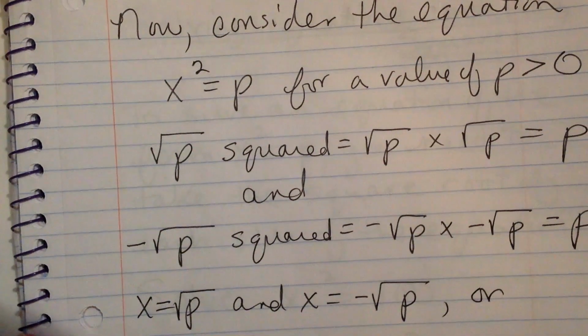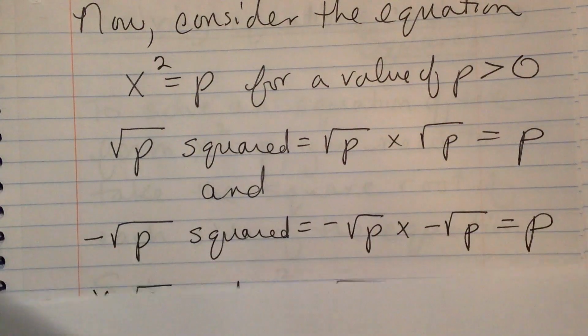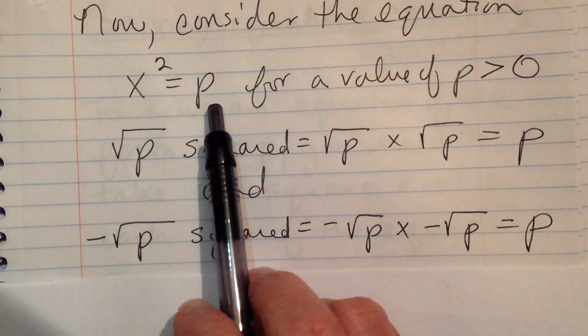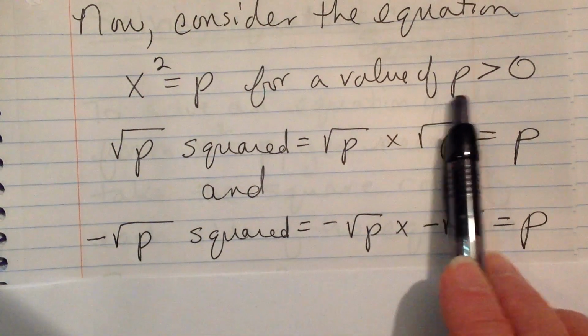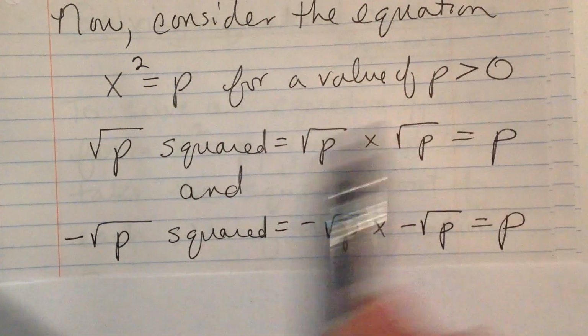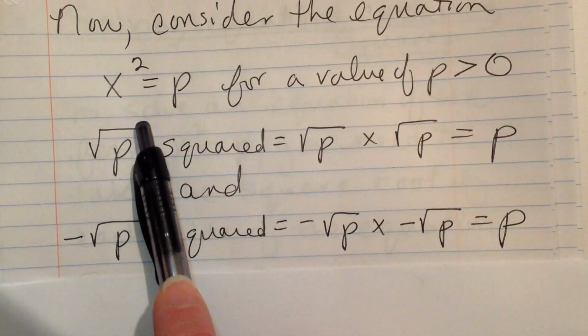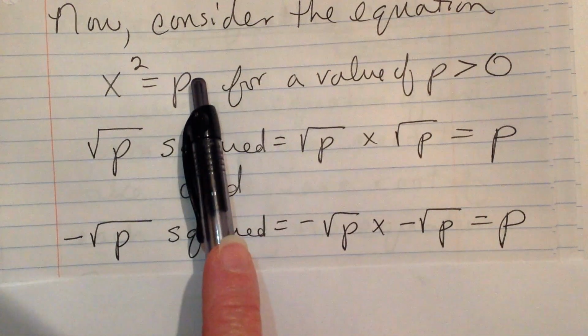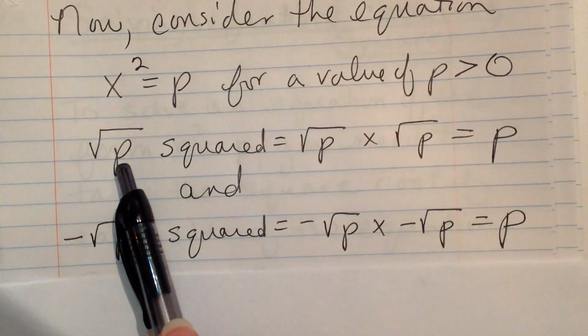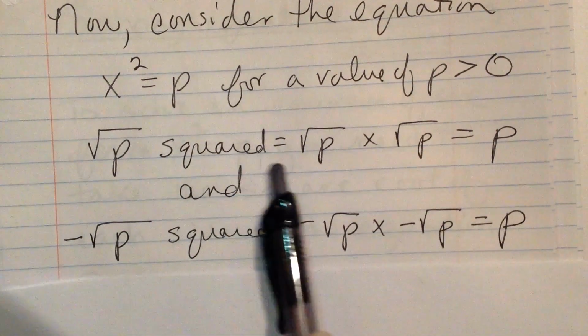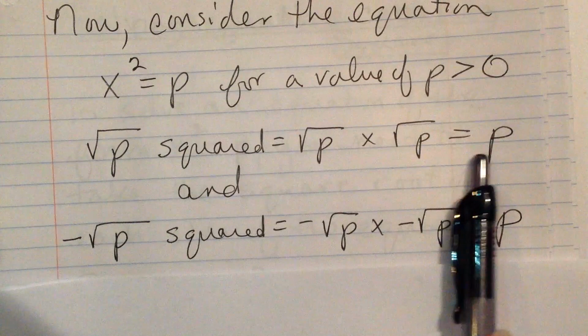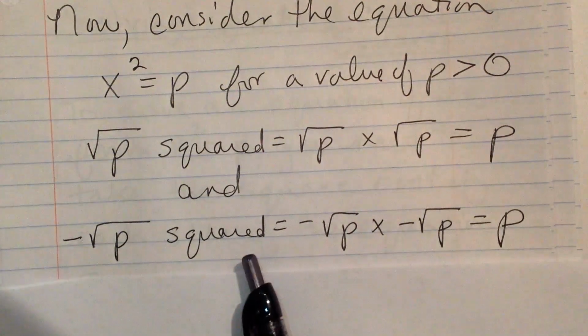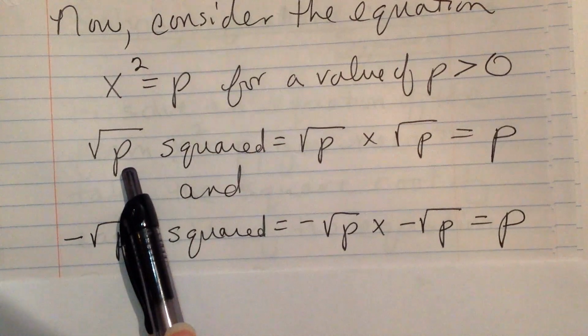So let's look at a few problems. Let's take into consideration the equation x squared equals p for a value of p that's greater than 0. To go from x squared to x, you think about taking the square root of p. Because we know if you take the square root of p and square it, that's square root of p times square root of p equals p. Squaring a square root, they just undo each other.